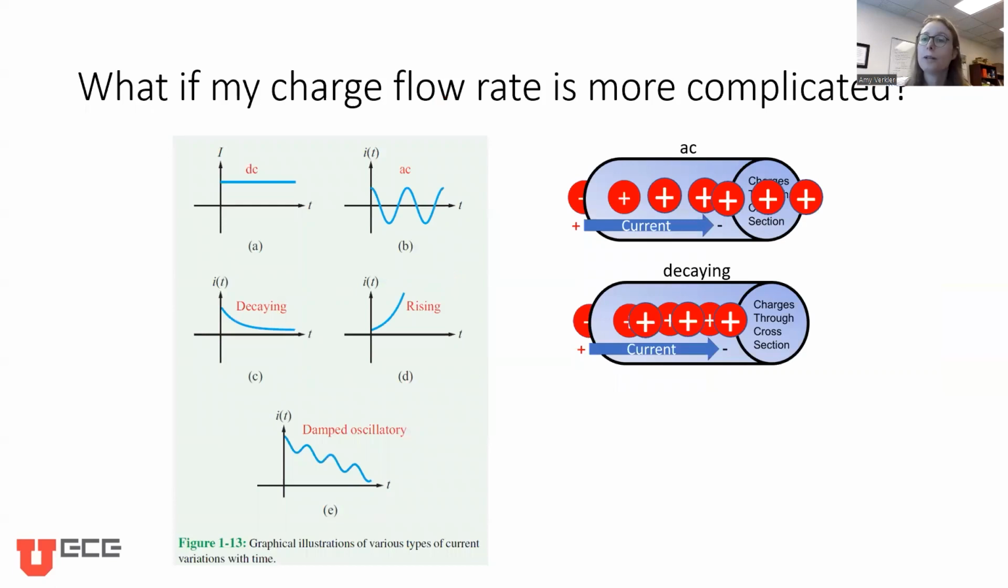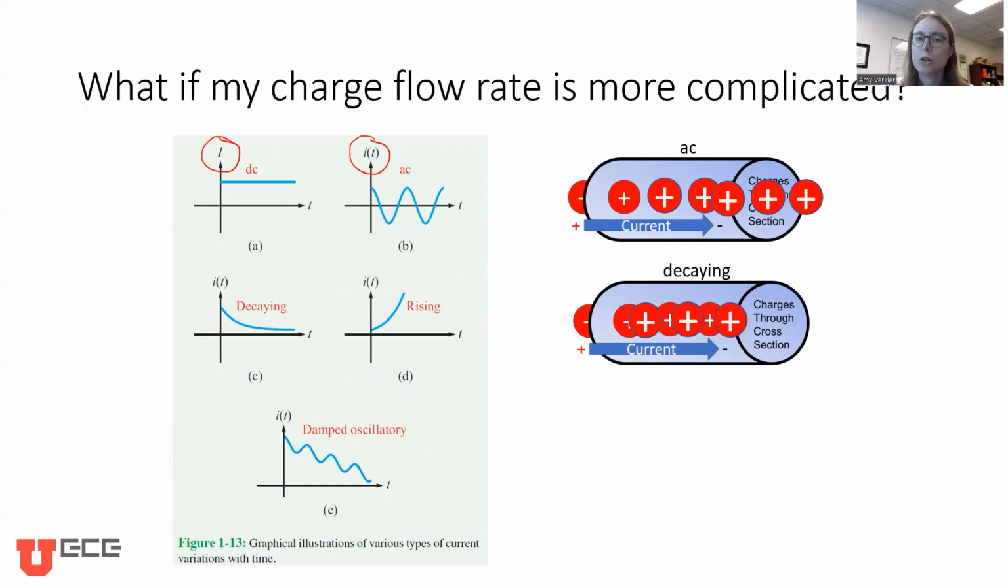So what happens if my charge flow rate isn't a constant? So here are some examples of currents that vary in time. So notice when it's not varying in time, we use a capital I. And when the current is varying in time, we use a little i. That is a standard we will use throughout this course.